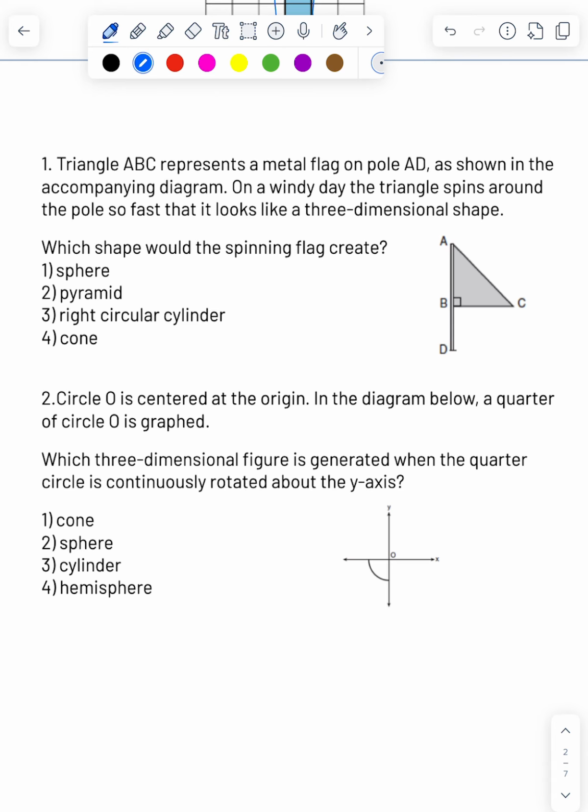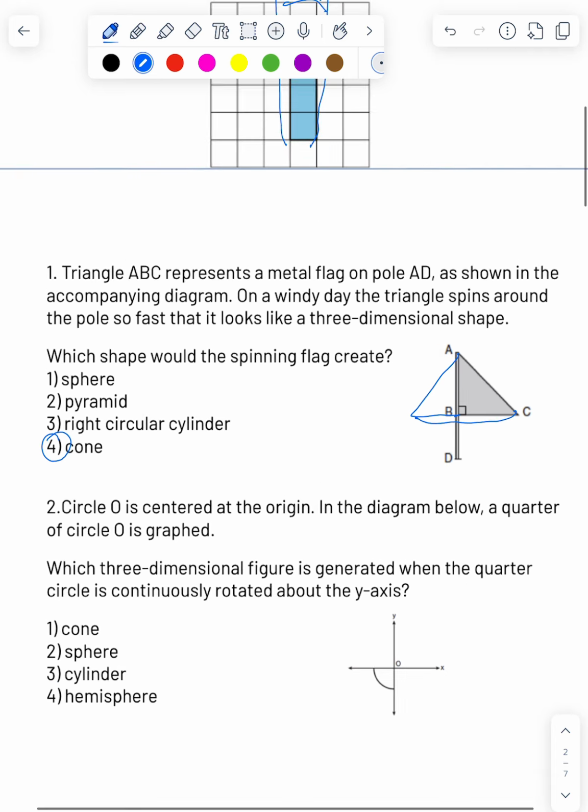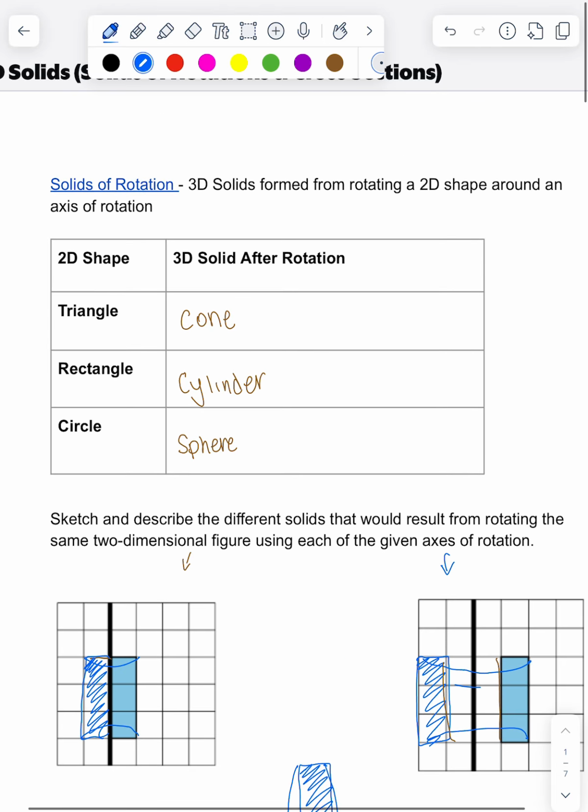So on this one, we have a flag spinning around a flagpole on a windy day. And it's asking what shape would the spinning flag create. And since it's a triangle, we're going to see it on both sides. And the straight edges are going to look curved. And we have a cone. And as we said before, and as we wrote down earlier in the video, a triangle is always going to become a cone.